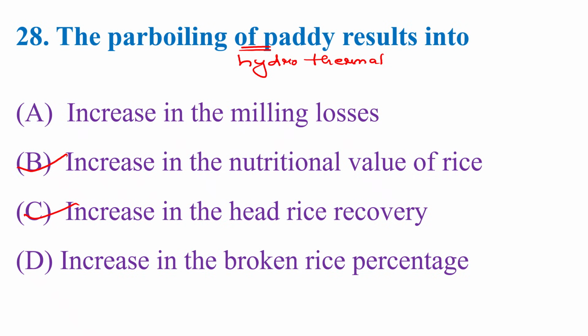Now option number D, that is increase in the broken rice percentage. This is not at all true since it is the opposite. Parboiling reduces the broken rice. So over here my correct options will be option number B and option number D. Sorry, C.